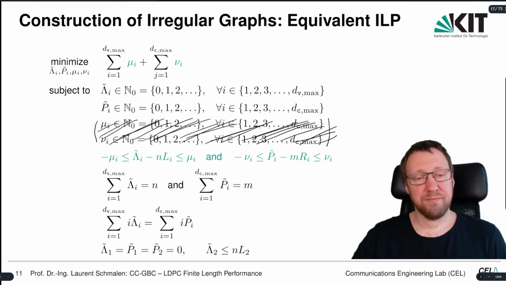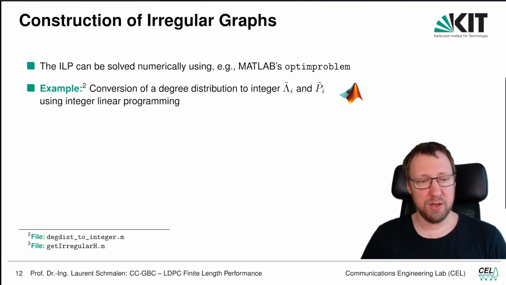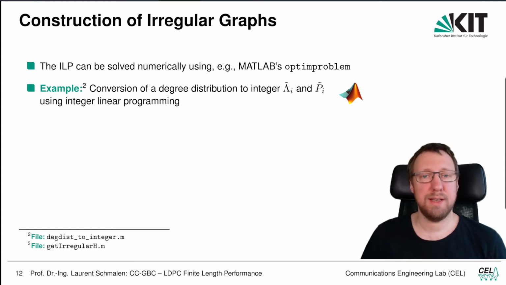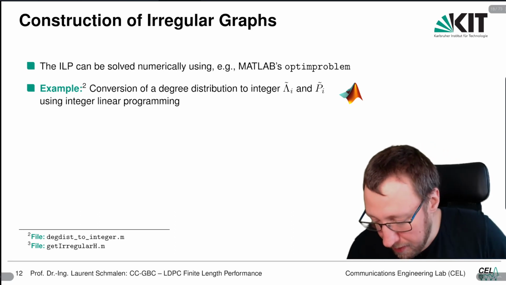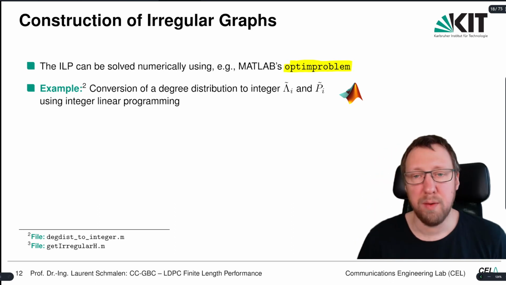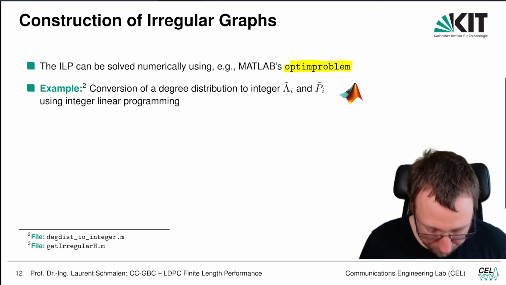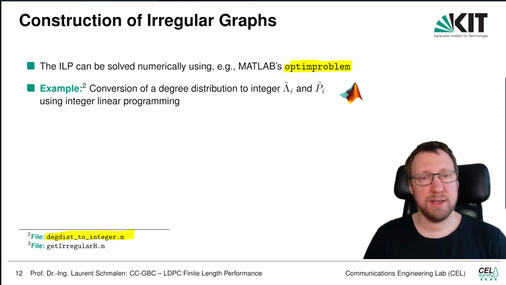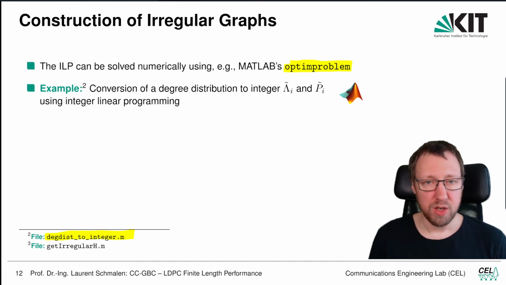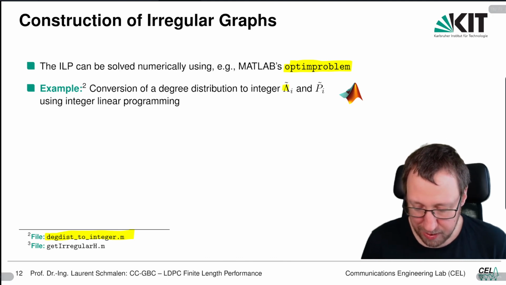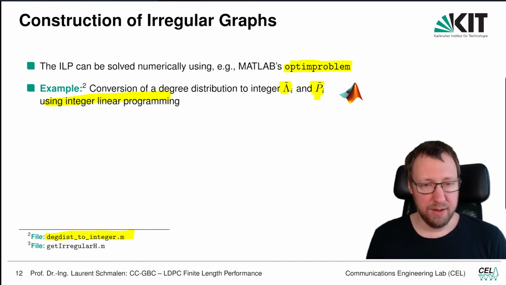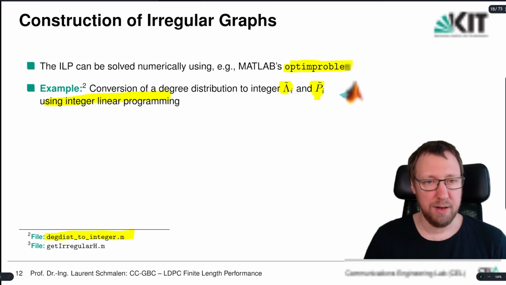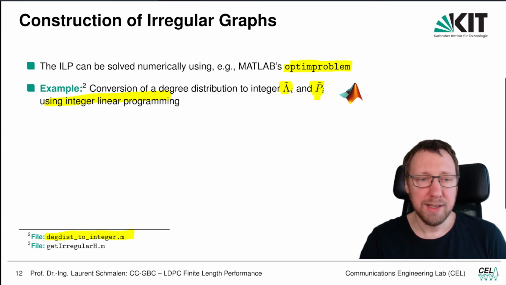Okay, so how can we solve this? Well, we can solve this using standard solver tools. You can do this using CVXPY in Python, for instance. There's support for integer programs. We also have this included in MATLAB, and I provide MATLAB code. In MATLAB, it's called optimproblem. And we have a file called dist to integer, which shows how this conversion can actually be done. So we can convert a degree distribution to an integer lambda i tilde and rho i tilde using integer linear programming. And with this, we can also construct the matrix.